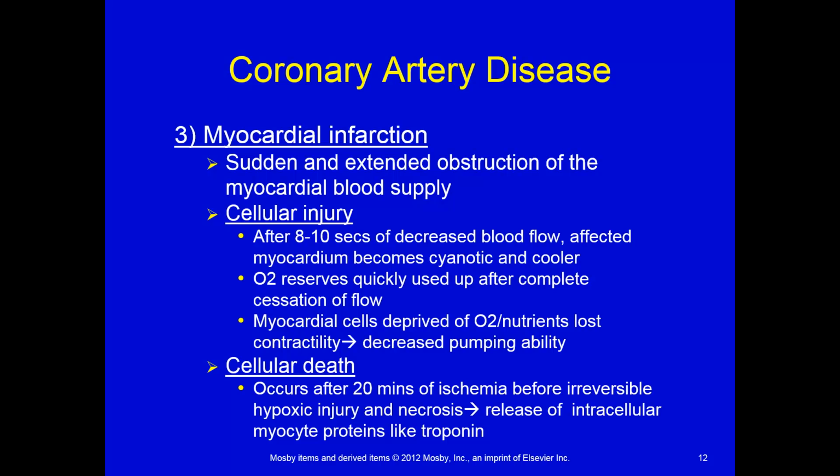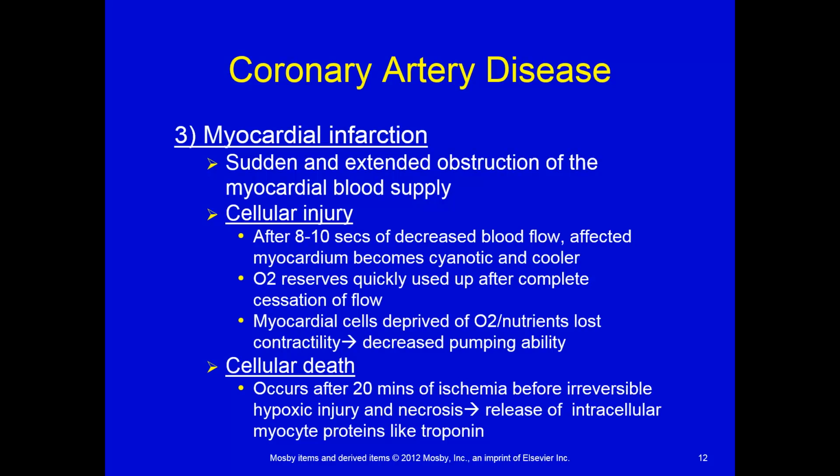What do you see? First you have injury, and if you still don't get it fixed, injury of the myocardial cells. If you still don't get it fixed, you move into cellular death of those myocardial cells. Cellular injury happens really quickly. Cells of the myocardium get injured after only about 8 to 10 seconds of decreased or lack of blood flow.